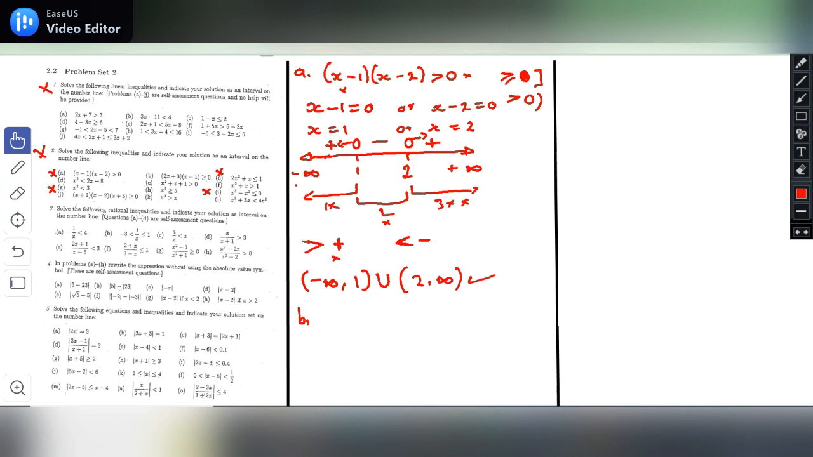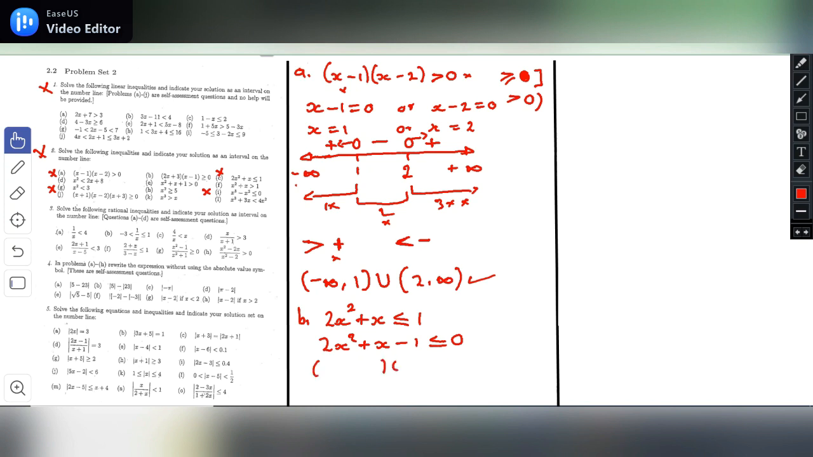For example B, we are given 2x squared plus x, which is less than or equals to 1, right? So like I said, whenever you're given this type of question, make sure that you equate your equation to 0. It means we're going to have 2x squared plus x minus 1, which is less than or equals to 0, right? So you need to find the values of x. How can you solve for x?